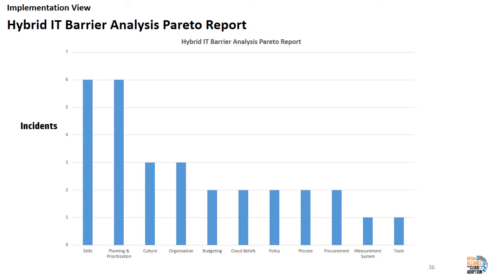A successful IT transformational plan will eliminate the barriers up front before attempting to progress with the rest of the project. A Pareto report is the most effective way to illustrate the top barriers that need to be addressed. In this particular example, we can see that skills, planning and prioritization, and cultural transformation are the #1 obstacles that need to be addressed.